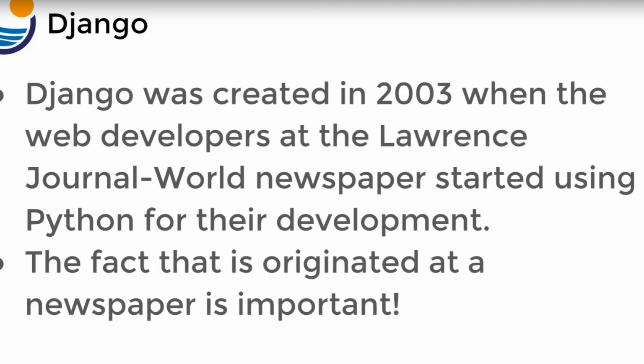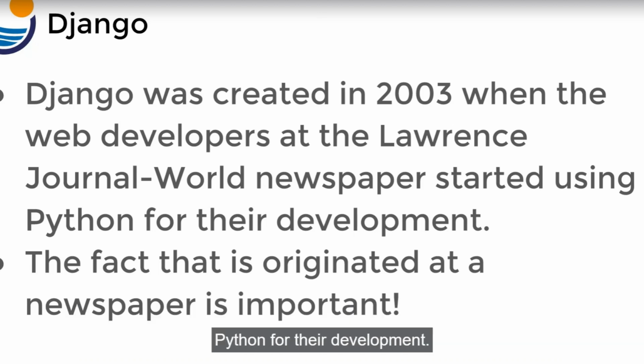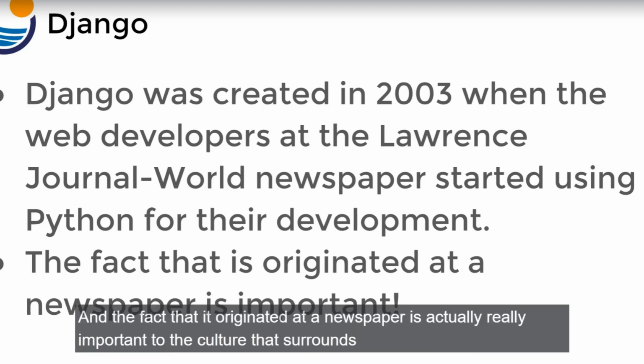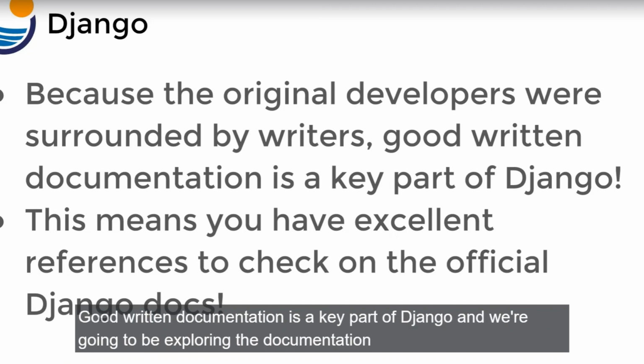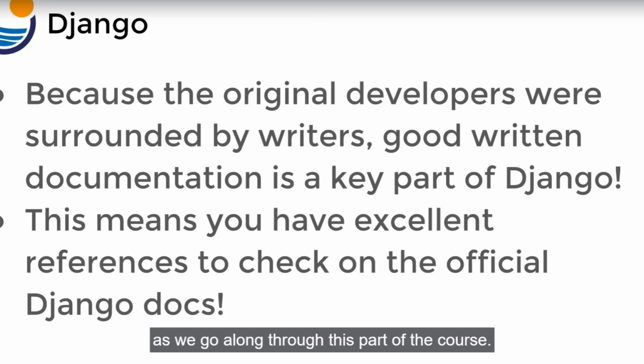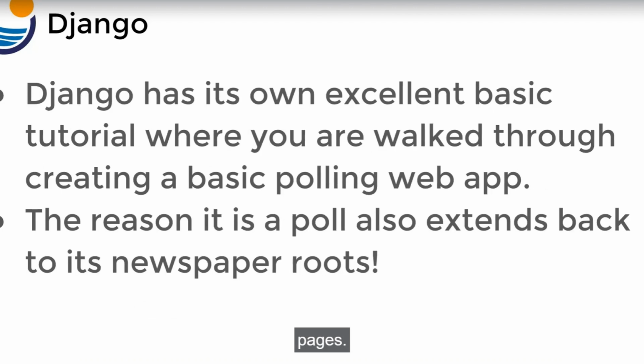framework. Django was created in 2003 when the web developers at the Lawrence Journal World newspaper started using Python for their development. And the fact that it originated at a newspaper is actually really important to the culture that surrounds Django. Because the original developers were surrounded by those newspaper writers, good written documentation is a key part of Django. And we're going to be exploring documentation as we go along through this part of the course. And that also means that you have excellent references to check out on the official Django documentation pages.